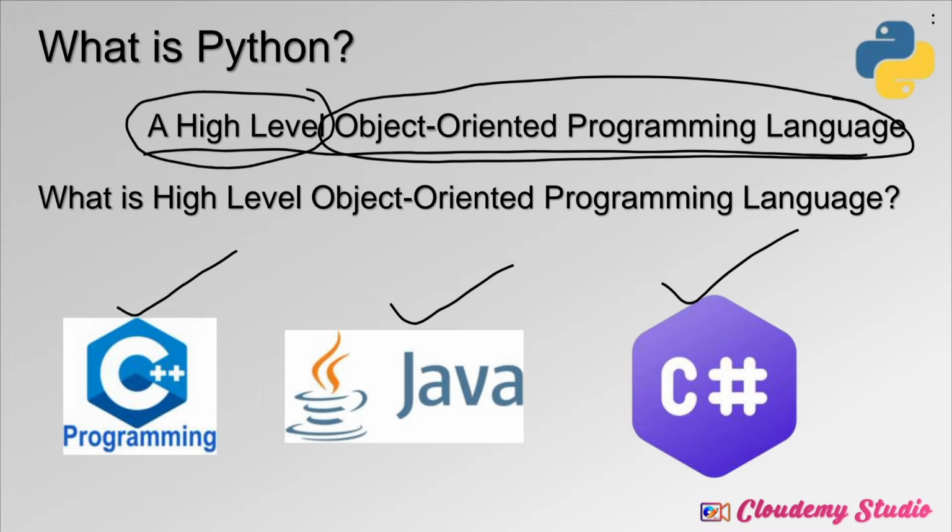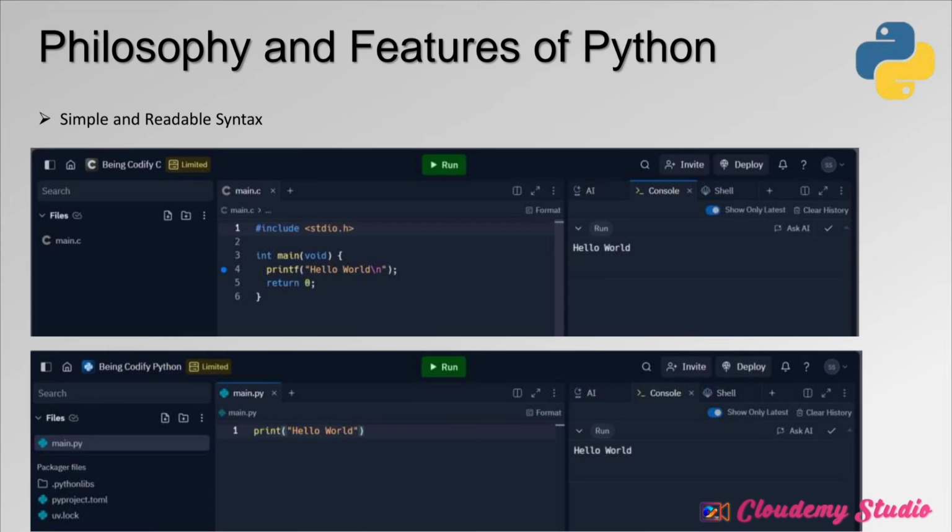The Python programming language was introduced in the year 1991. The core philosophy of Python is to execute the program using a very simple and readable syntax, without using any complex characters in our code. So for example, in front of you there are two codes. The top is the C language code. We are writing a hello world program using C and Python.